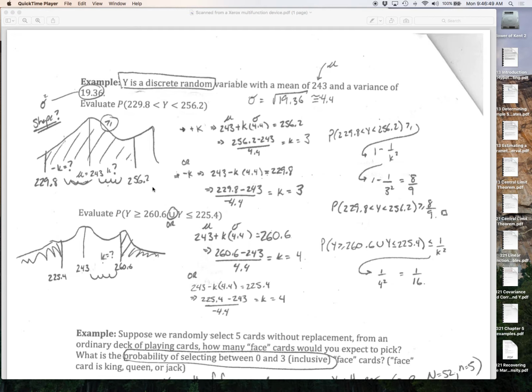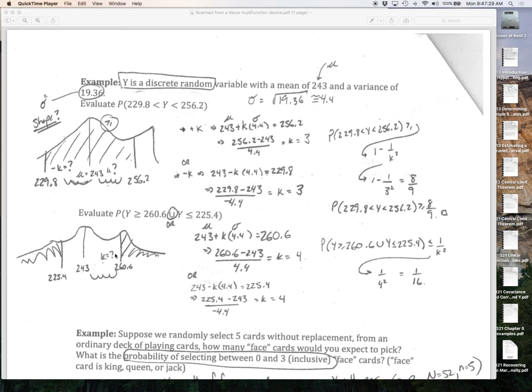The other version of Chebyshev's you could see is, instead of calculating the inside area between two points, talking about the outside area. Here's an example of that. If Y is greater than or equal to 260.6, that would be this area. Again, I don't know what shape it is. I've just drawn it kind of crazy here. This area, or union, combined with this area, Y is less than 225. These two areas together. I'm not sure if it'll be half and half, or if all of the area will be in the left side or the right side. It doesn't matter, but I do need to keep these together.